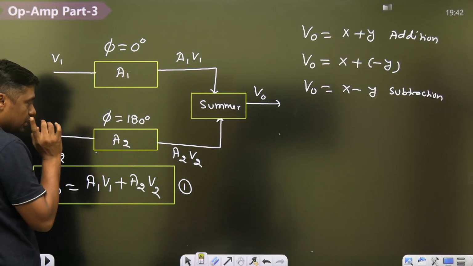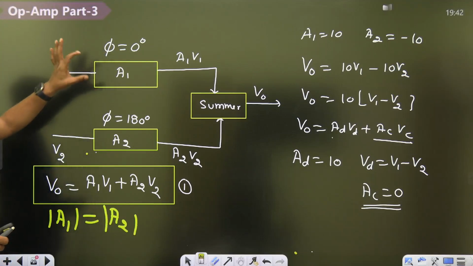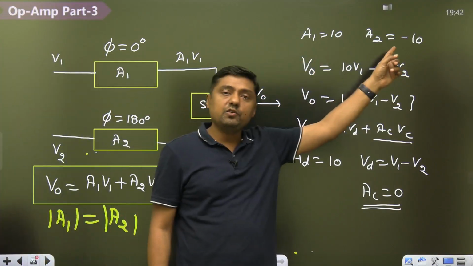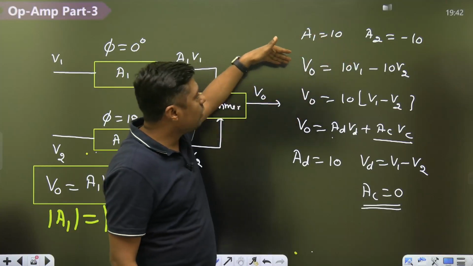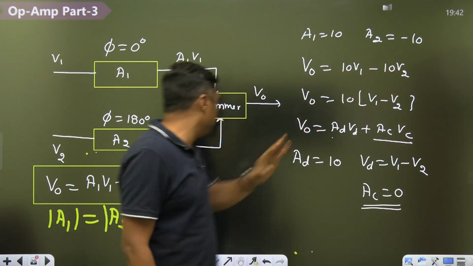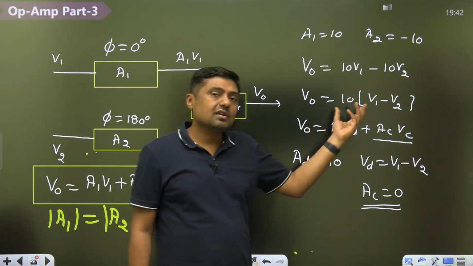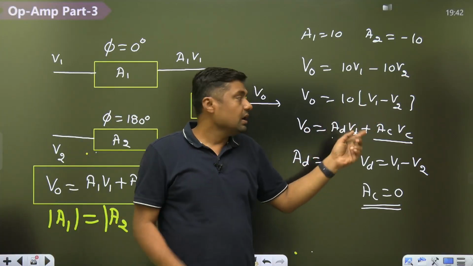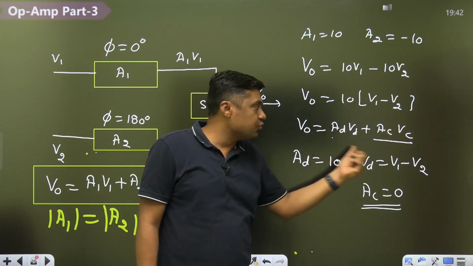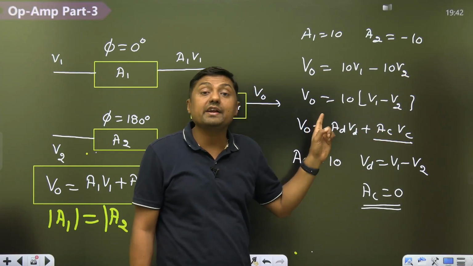So what is A1 V1 plus A2 V2? Right? Now, in this case, suppose A1 is 10, means it has 0 degree phase shift. A2 is minus 10, means it has 180 degree phase shift. Put the value. So V0 will become A1 V1, that is 10 V1 minus what? A2 V2. A2 V2 is what? Minus 10 V2. 10 is common. So 10 will become AD. V1 minus V2 will become VD. And when we are comparing with this formula, here AD VD is present, but what about the AC? 0. And that is called ideal condition.